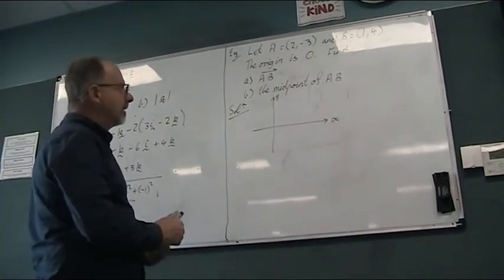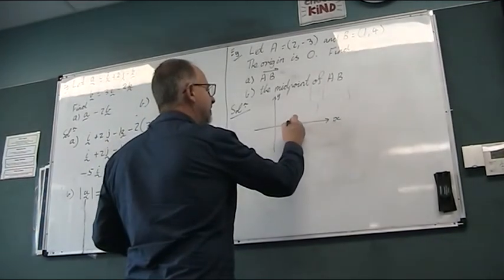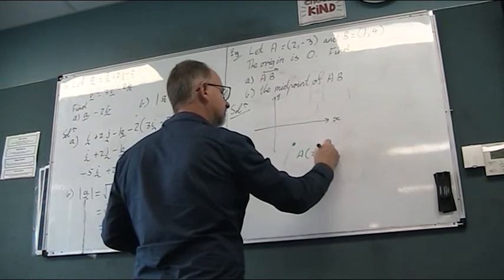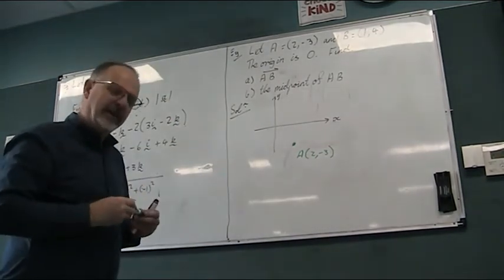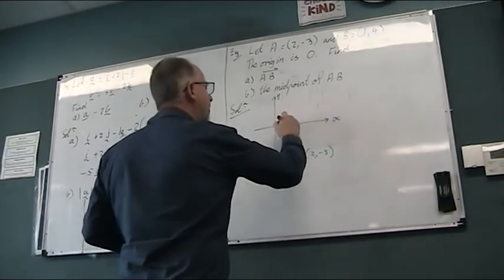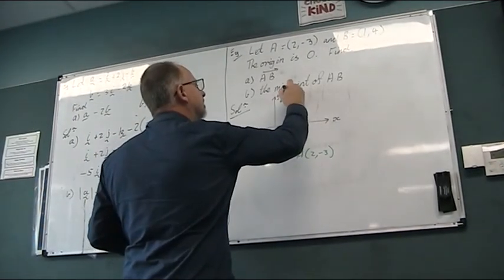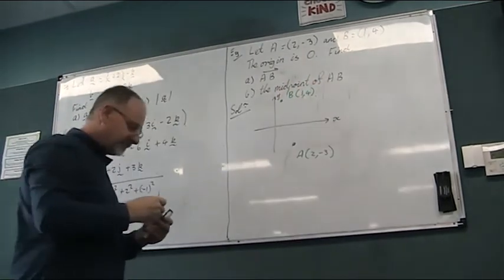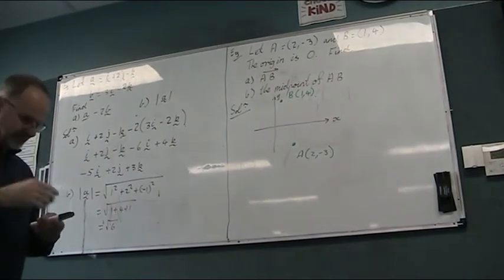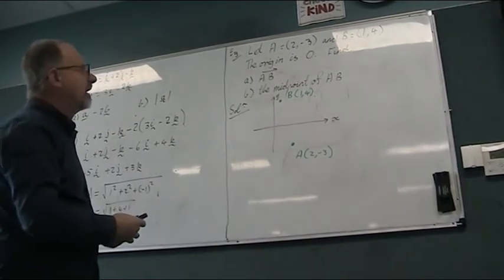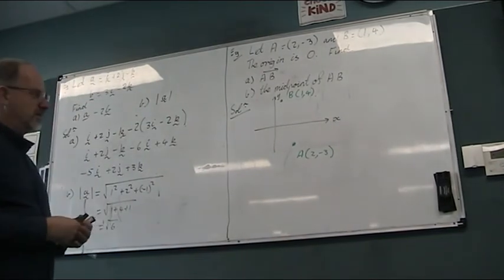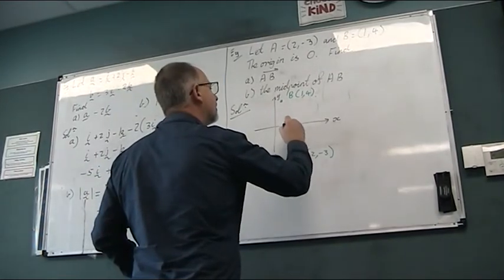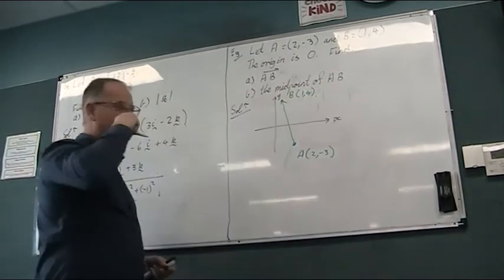So, point A is at 2 and negative 3. So there's point A there. And then point B is 1 and 4. So there's B there, which is 1 and 4. All right. Now, the question in part A says that we want vector A to B. So we want that.